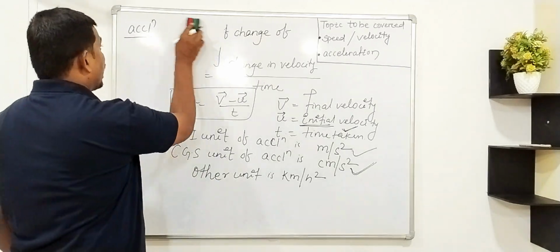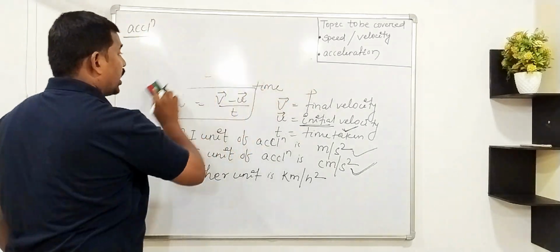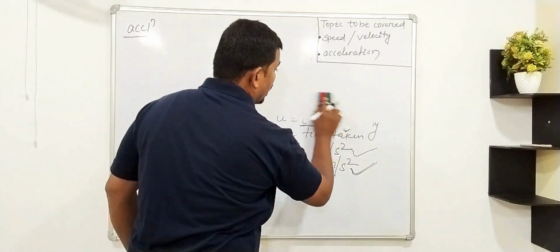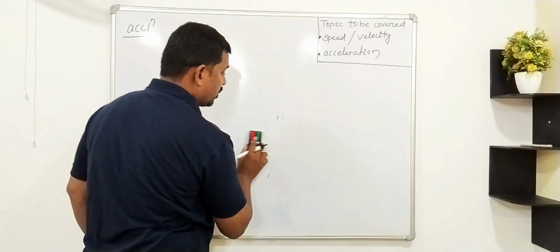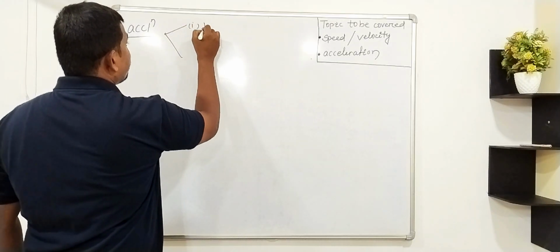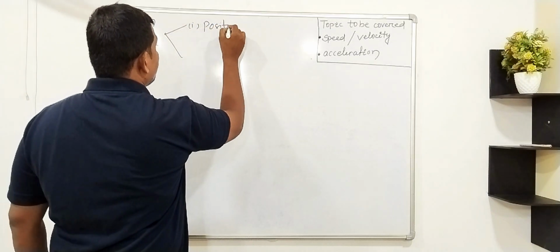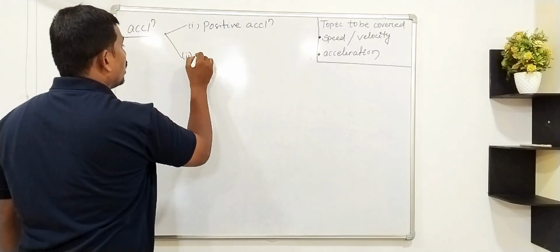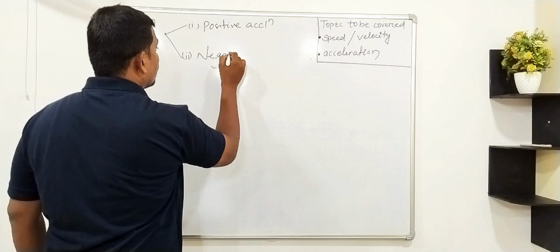As you know, acceleration is of two types: positive acceleration and negative acceleration. The second one is negative acceleration.